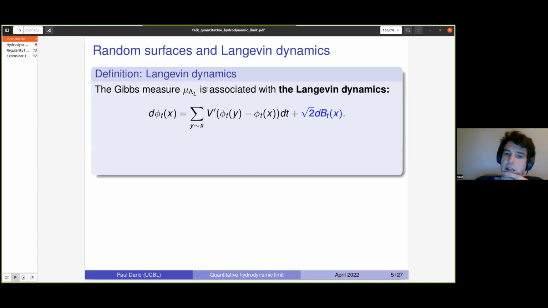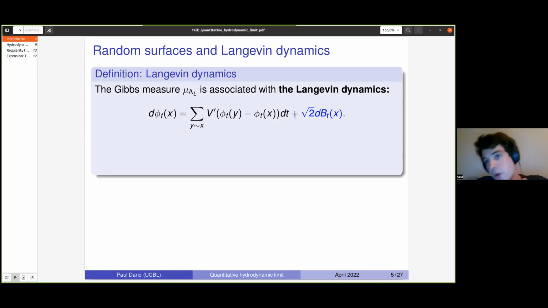If you take your Gibbs measure mu lambda L, you can associate it with the dynamics called the Langevin dynamics, which is defined as follows. It's a stochastic differential equation. You start from d phi t of x for any point x in your box lambda L, and you let it evolve according to two terms. The first one is a drift term, which takes the following form: you sum over the y which are neighbors to x, v prime of phi t of y minus phi t of x. So this is your drift.